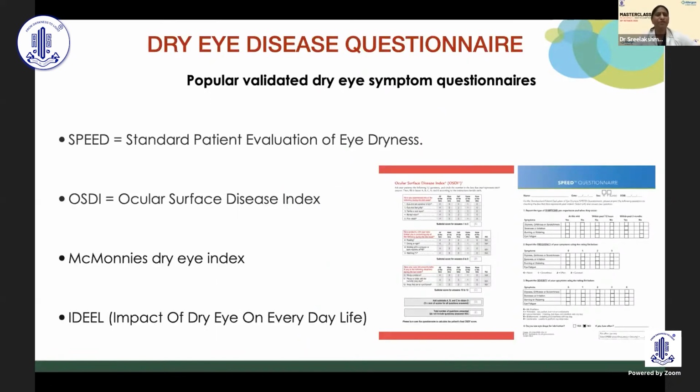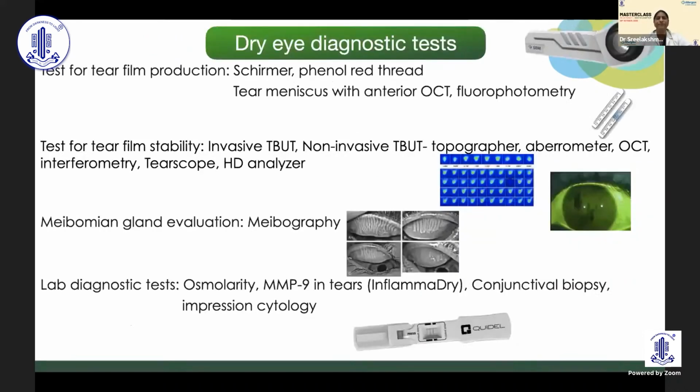There are questionnaires designed, like the Ocular Surface Disease Index by Allergan and the Ideal from Alcon, like the impact of dry eye on everyday life, like McMonnies Dye Index. This gives a kind of score so that you can decide whether the patient has no dry eye, or minimal, or moderate to severe. If it is moderate to severe, maybe you need to delay the cataract surgery and plan it later after treating them. And also diagnostic tests, primarily to differentiate aqueous deficiency from a hyperevaporative status.